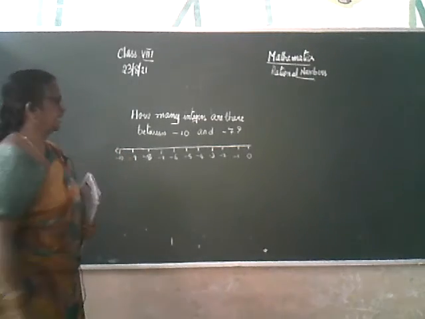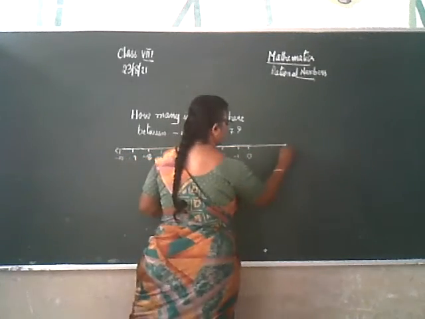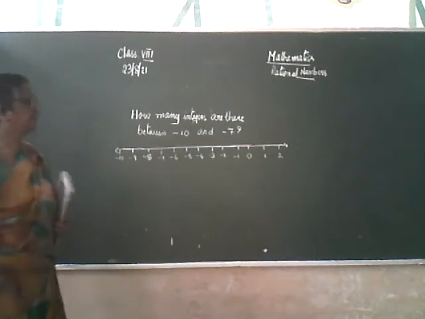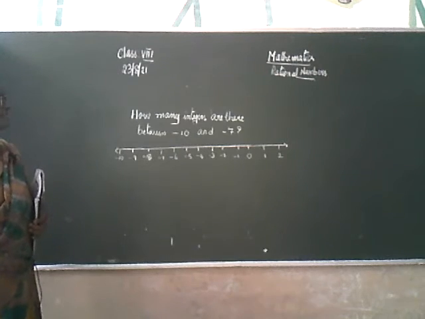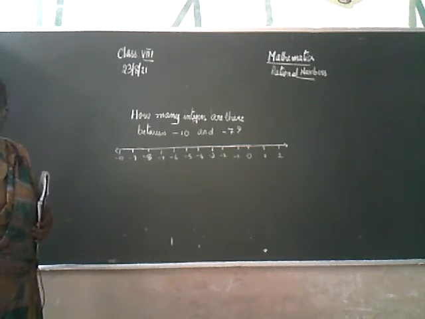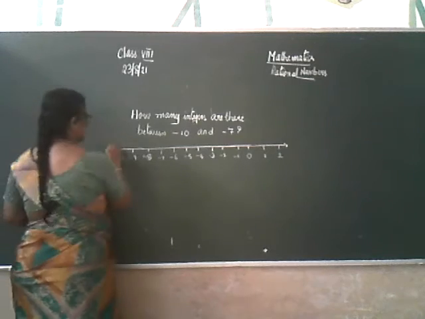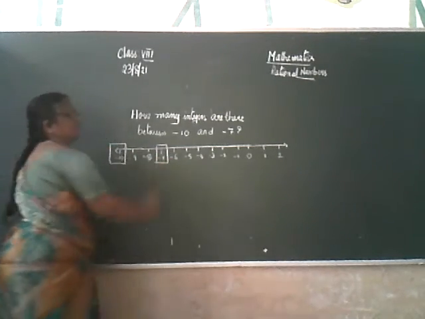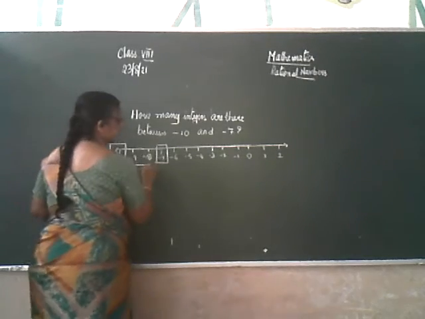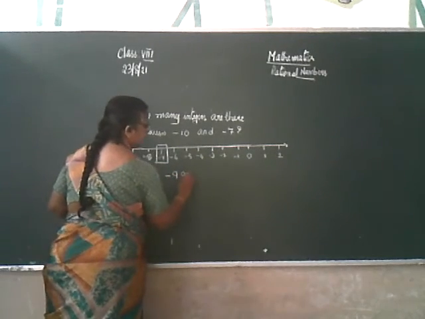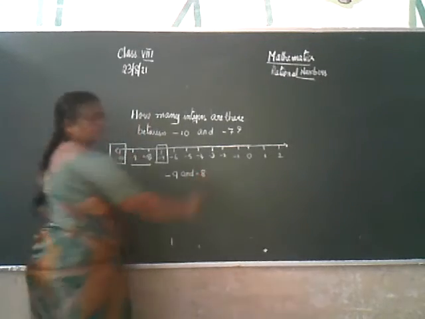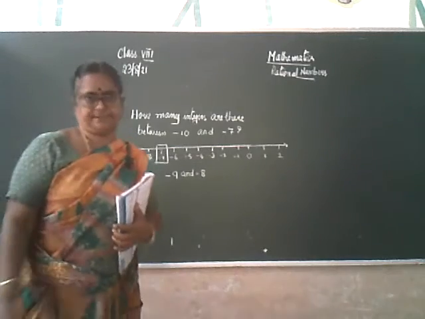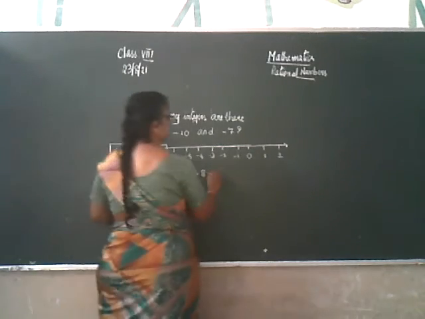So on a number line, to the left of 0 you have negative, to the right of 0 you will have positive. Isn't it? So how many integers are there between minus 10 and minus 7? You consider minus 10 and minus 7. In between, which integers exist? Yes, minus 9 and minus 8. So there are two integers between minus 10 and minus 7.